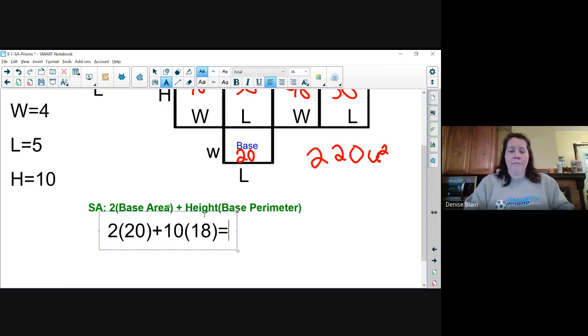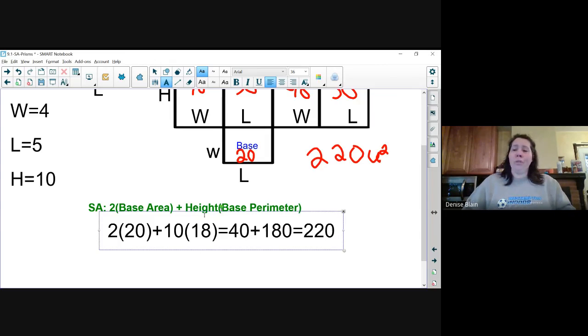Now we're going to solve. We'll go PEMDAS, left to right, multiplication first, and then addition. So 2 times 20 is 40. 10 times 18 is 180. So 40 plus 180. And that equals 220.